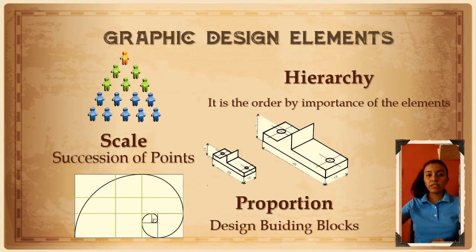The hierarchy is the order of importance that we give to the objects. For example, from the largest, such as the title of this slide, to the smallest, the text of the concepts. Scale is the ratio of an item's size to other items, while proportion is the constant ratio of items used to be pleasing to the eye.